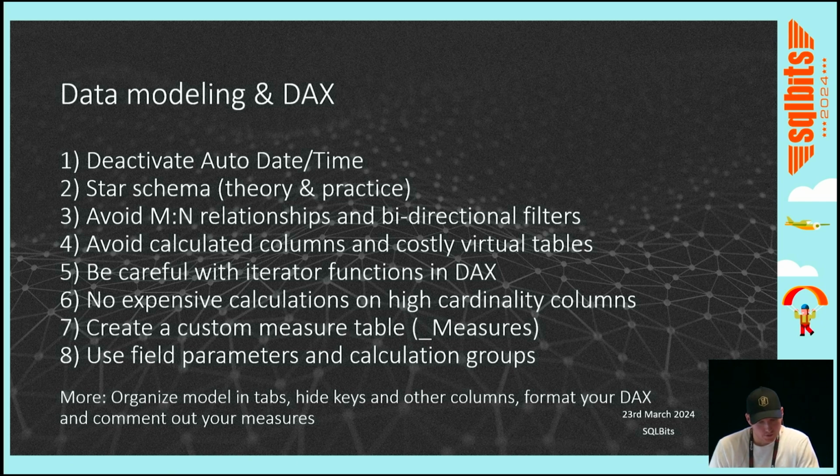Good. The next thing, number 3, is to avoid many-to-many relationships and bidirectional filters. This is also part of the data model. Many-to-many relationships are really slowing down your reports, and bidirectional filters too. I'm not going to go into detail because we don't have so much time left, but it's good to hear about this and to make sure that you only use those if it's absolutely necessary.